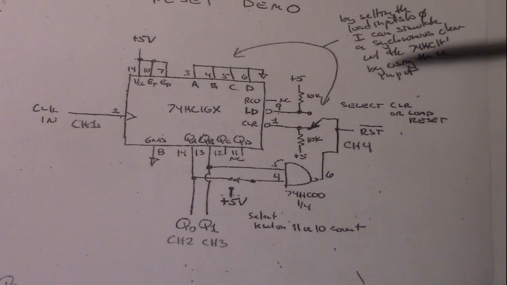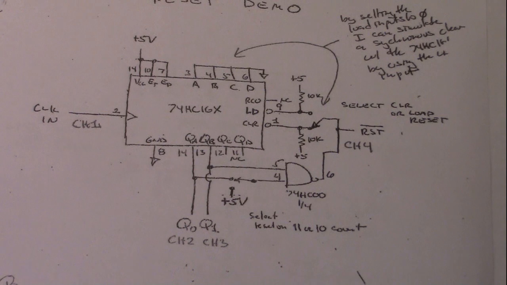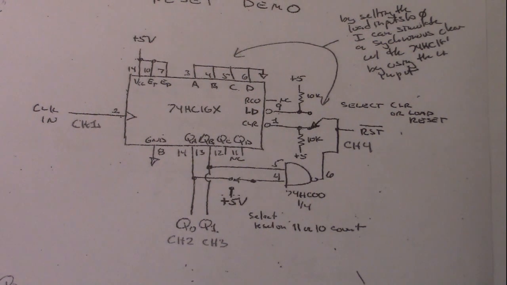So I have a switch that lets me switch between the apparent behavior of a 161 and 163, even though I'm just using a 161 counter. I hope you'll forgive me that little cheat, otherwise I would have to stop the video, pull out the 161 and plug in the 163. This allows me to demonstrate both synchronous and asynchronous clear with just a 74HC161.